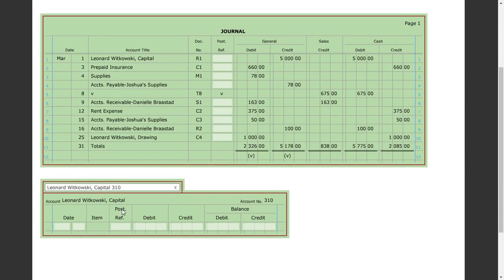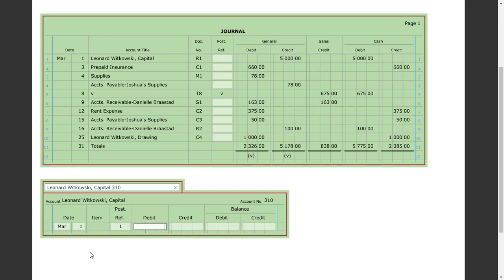You will notice that we can fill in that ledger account. We're going to fill in the month, which is March, and the date, which is the 1st. Now our post reference, that's where we got the information from. What page of the journal are we working from? 1. So that's what I put in there, 1.